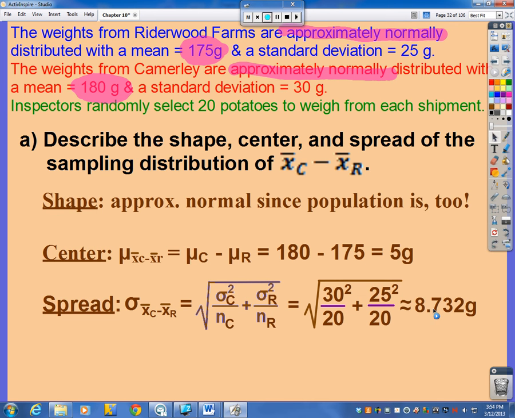So some of you might be noticing, oh, your standard deviation, it's larger than the mean. Is that okay? Yeah, that's quite all right. That can happen. It doesn't happen often, but it's certainly plausible.